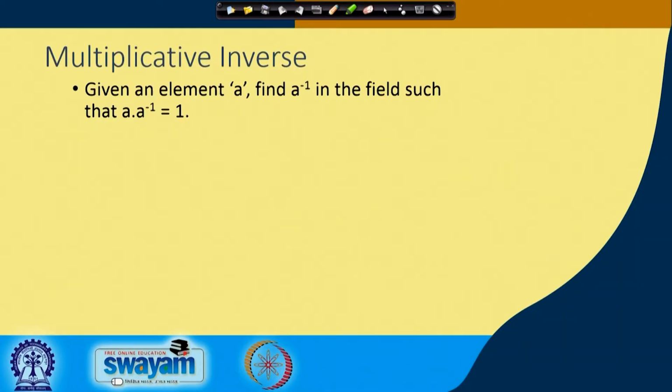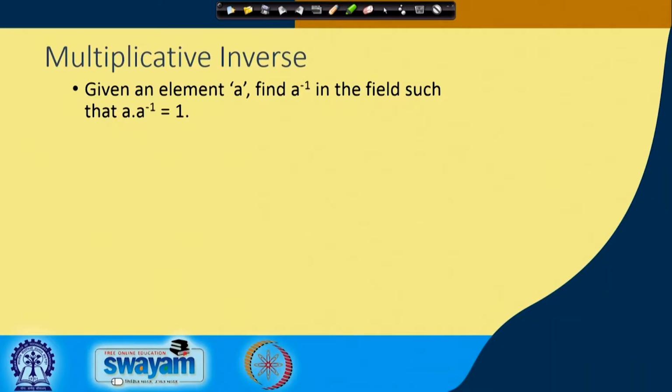To start with, how do we compute a multiplicative inverse, or what is the definition of a multiplicative inverse? Multiplicative inverse means that given an element A, we want to find its inverse, denoted as A inverse or A to the power of minus 1 in the field, such that if I multiply A with A inverse, I get the unity element in the field, or I get 1.